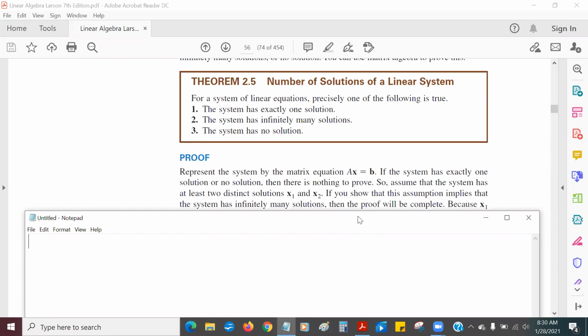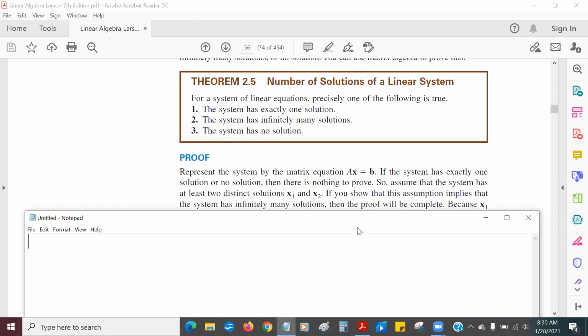So what we want to show here is that if there's no solutions, fine. If there's one solution, fine. But once you have two solutions, that's going to force you to have infinitely many. And that's really what the theorem is saying. There's only three choices: no solutions, one solution, or infinite solutions. So here's how we're going to do it.